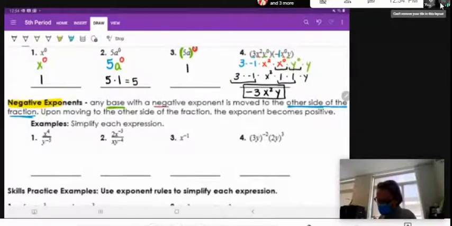So if you have a base with a negative exponent, it's moved to the other side of the fraction. And when that happens, the exponent becomes positive. So that's a lot of weird stuff going on, but when we do a few examples, it will make a lot more sense. So I'm just going to go straight into example 1.